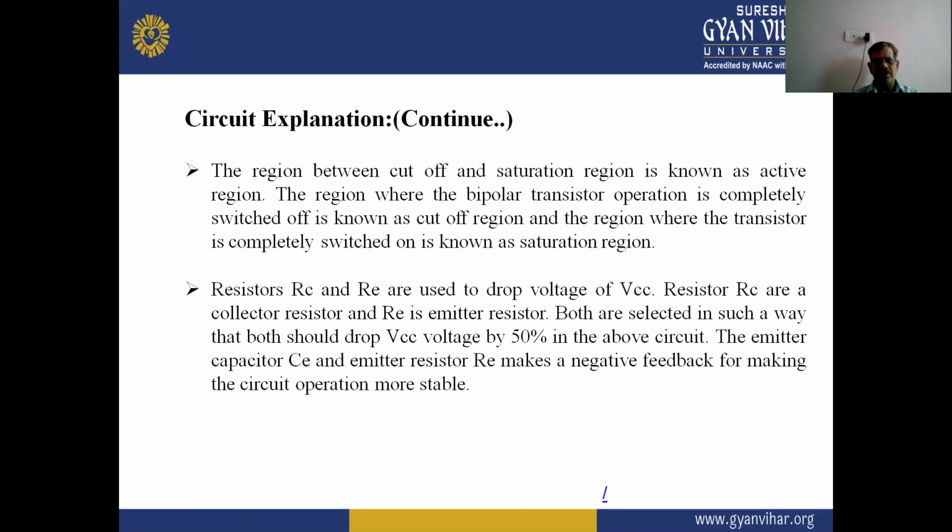So there are a total of three regions. One is the cutoff region, the second is the saturation region, and between these two regions there is a third region, that is the active region. The region where the bipolar transistor operation is completely switched off is known as the cutoff region, and the region where the transistor is completely switched on is known as the saturation region.